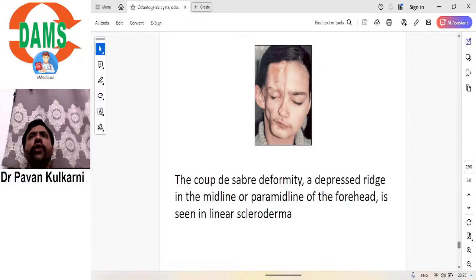Now, this is another image of scleroderma. There is a skin condition called scleroderma. Here also, typically, this is the same like your Parry-Romberg syndrome, but malformation is more here. And in this condition, at the center of the forehead, you will see something called Coupe de Sabre. What do you mean by Coupe de Sabre? There will be a depressed ridge in the midline. That is called the Coupe de Sabre.